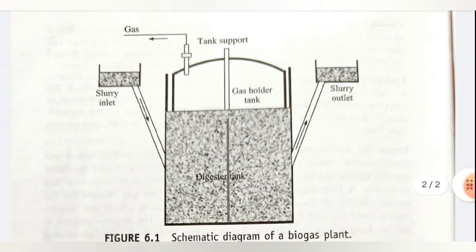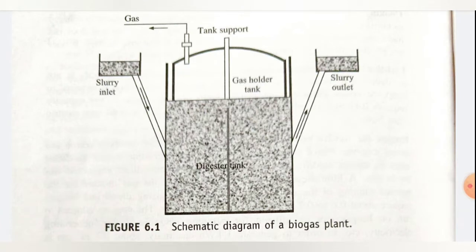Here figure 6.1 is shown, and that diagram is the schematic diagram of the biogas plant. If you see that diagram carefully, here the inlet is there and the outlet is there. The inlet comes into the digester tank. In the digester tank, the inlet is, we know, the slurry, which is the mixture of animal dung plus water. We are supplying the animal dung plus water to the digester tank. In that tank, there are many chemical reactions, due to which the slurry converts into biogas. The gas holder tank is on the upper side of the digester tank, and in that the biogas will be stored, and we will use that biogas through the opening valve.